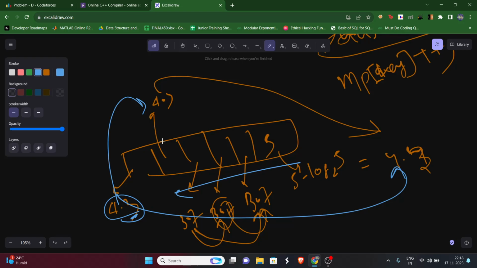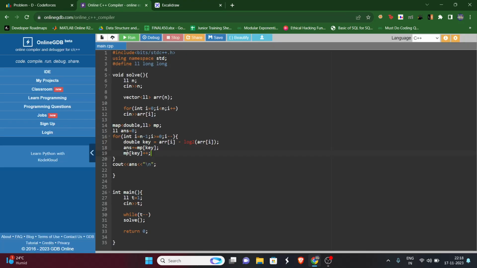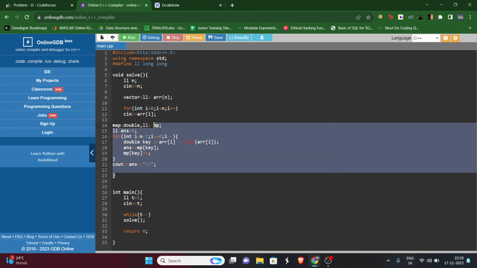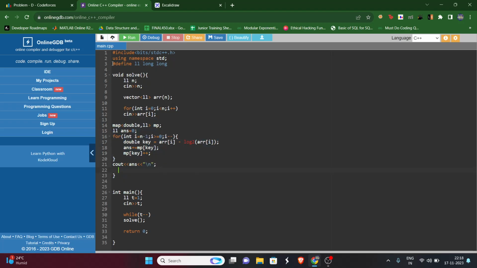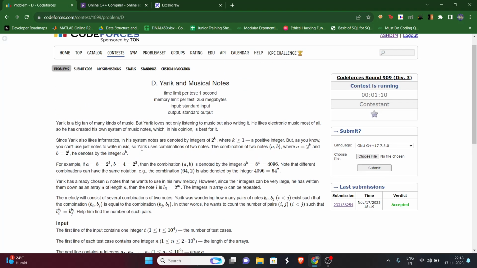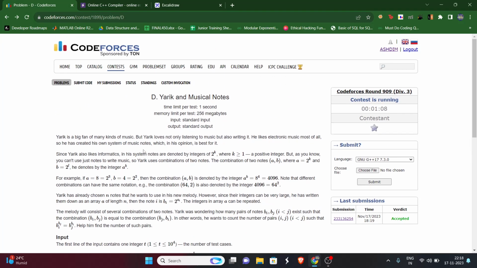So what we are doing is storing the count of that particular key while moving from right to left. We add that count to our answer for that particular i-th position, increment the count of that key, and finally print the answer. So it's an accepted solution. I hope you understood, but if you have any doubt, feel free to ask in the comment section. Okay, thank you guys.